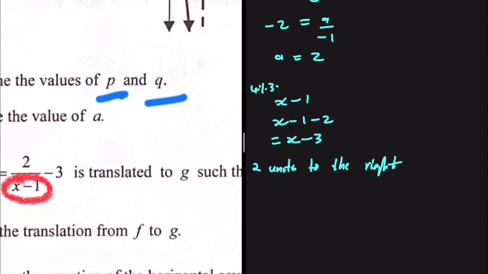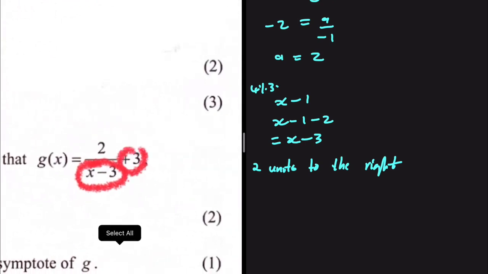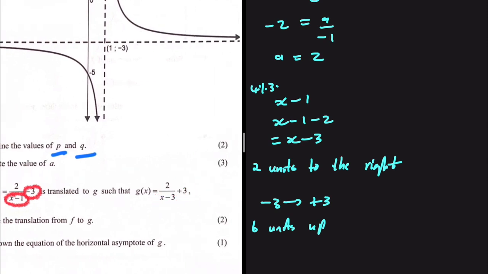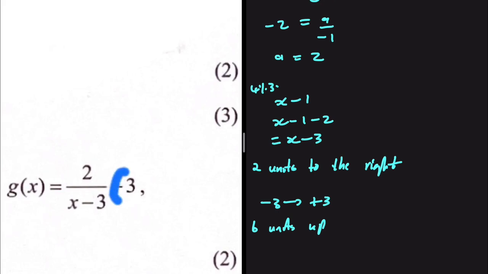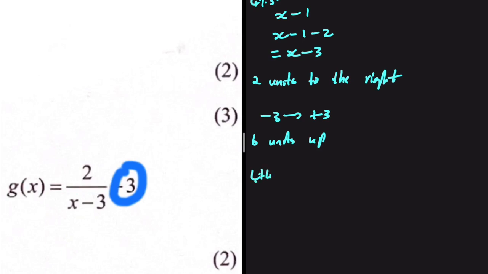On f(x), we have -3. On g(x), we have +3. From -3 to +3, you need to add 6. So we have shifted our graph 6 units up. So here we're going to have 6 units up. 4.1.4, write down the equation of the horizontal asymptote of g. The horizontal asymptote is this value here all the time. So for 4.1.4, we can easily say that y is equal to 3.